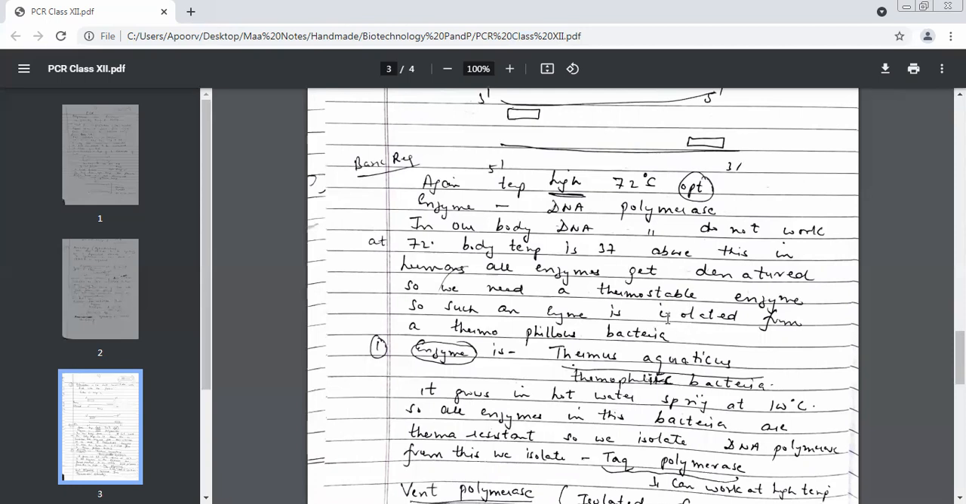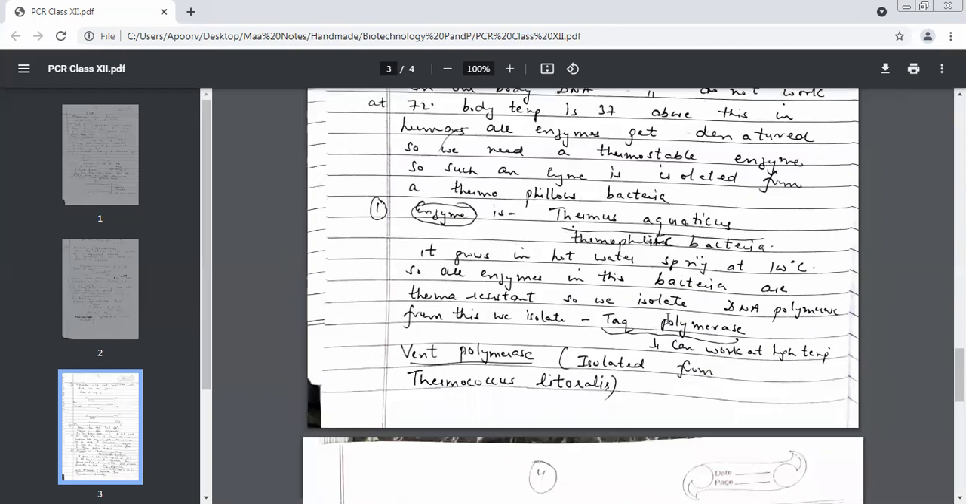So where do we get this enzyme from? We get it from a thermophilic bacterium. The name of the bacterium is Thermus aquaticus. This bacterium grows in hot water. It can survive up to a temperature of how much? 100 degrees Celsius. That means all the enzymes found in the bacterium will certainly be thermoresistant. I mean, they will be resistant up to how much temperature?